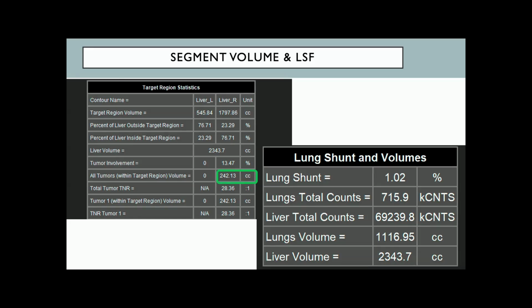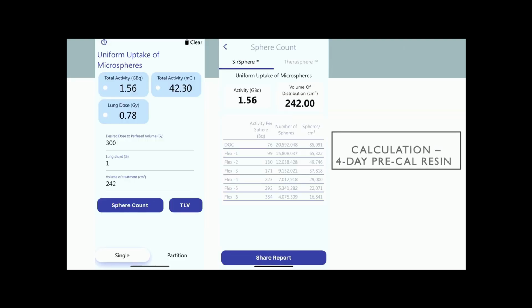And it says tumor volume here, but that's your perfused volume, which was 242 cc. And then the whole liver volume is 2,300. So you're taking less than 10% of the liver volume, right? So this is where you need to know the differences between the two devices, right?